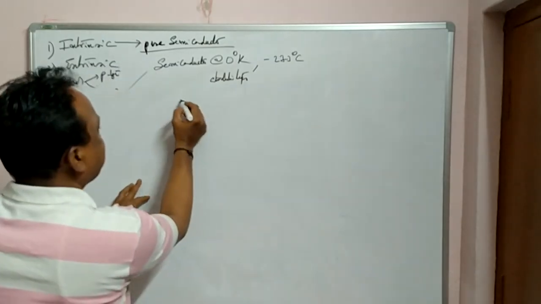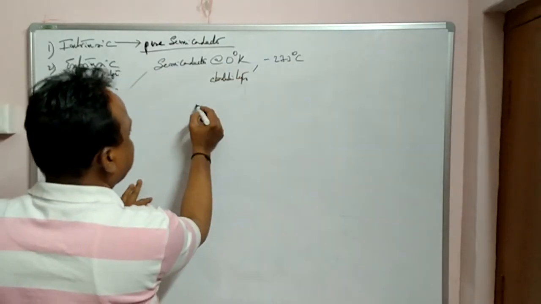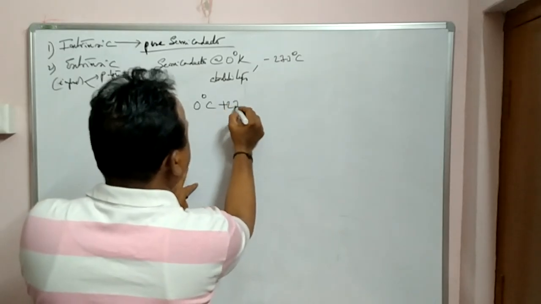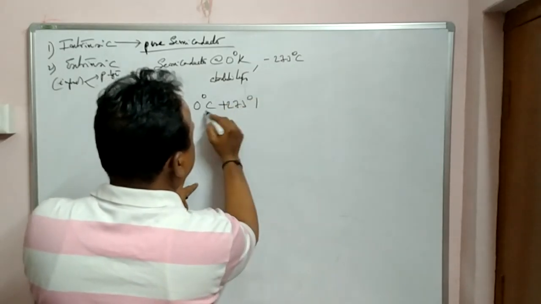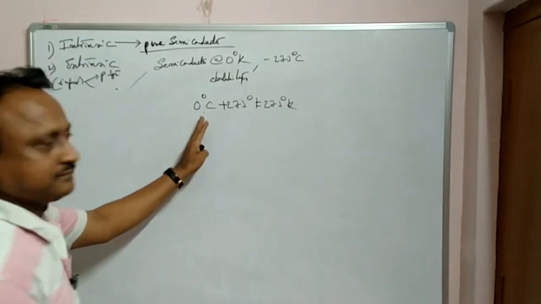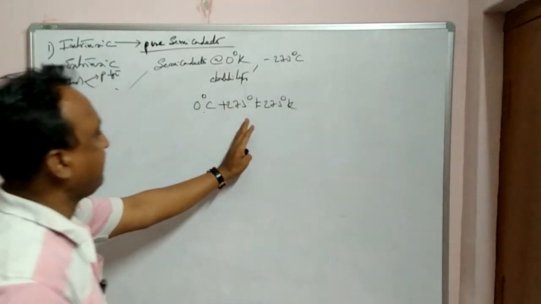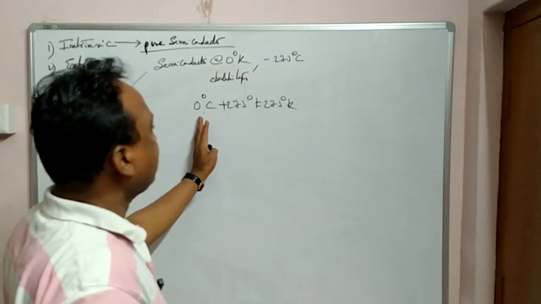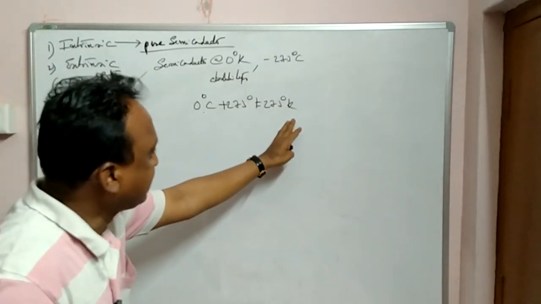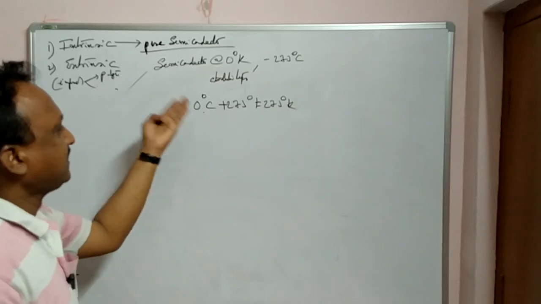Normally for the centigrade scale, how is Kelvin obtained? For example, 0 degree centigrade. To convert into Kelvin, what will you do? Plus 273. When you add 273, you get 273 Kelvin. In the same way, if it is in Kelvin, subtract 273 and you will get the degrees centigrade.